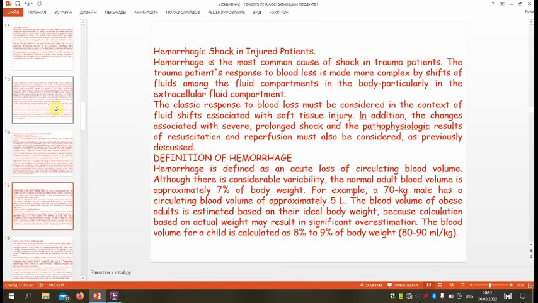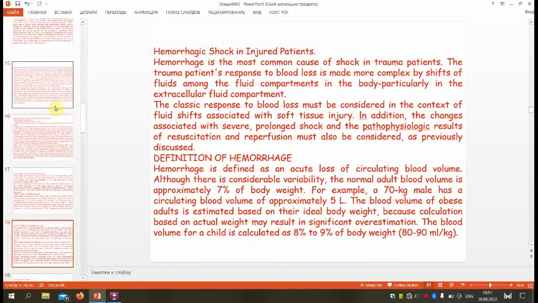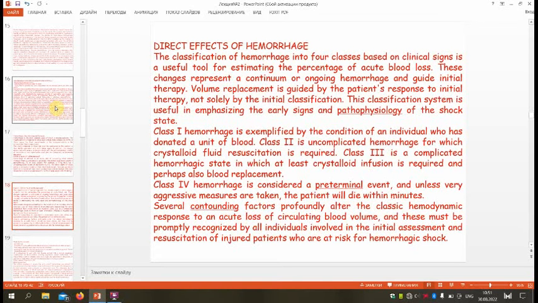The blood volume of obese adults is estimated based on their ideal body weight, because calculation based on actual weight may result in significant overestimation. The blood volume for a child is calculated as 8 to 9% of body weight.